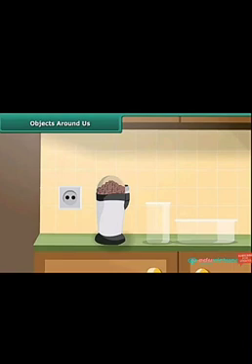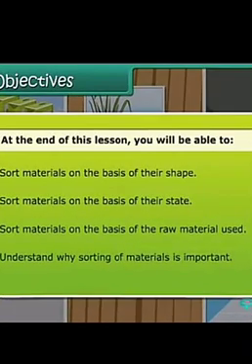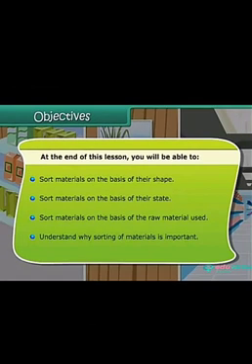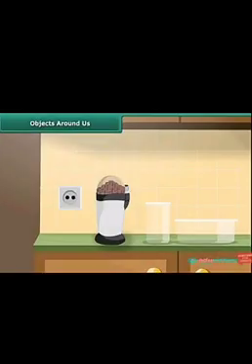As I have told you in the objectives, we will first discuss the sorting of material, or the separation of material, on the basis of their shape. You can see the three different containers having three different shapes. The first one is cylindrical, the second one is also cylindrical, and the third one is cuboidal.